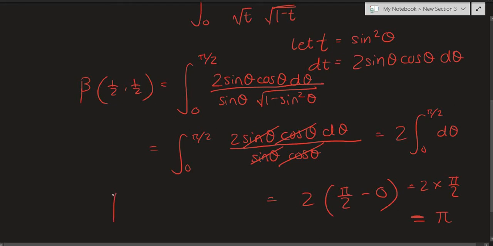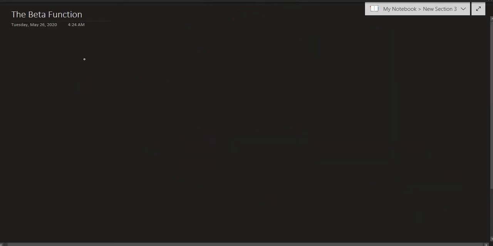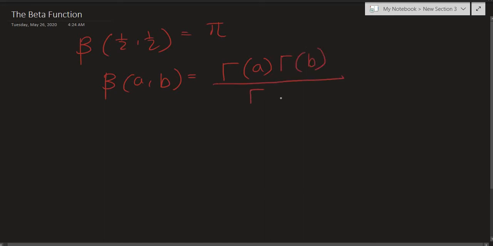And what is all this equal to? The beta function of half comma half. So according to our computations, we obtained the beta function of half comma half to be nothing but pi. Fair enough. Well, how is that useful exactly? There is another formula: beta of a comma b is equal to gamma of a times gamma of b divided by gamma of a plus b.